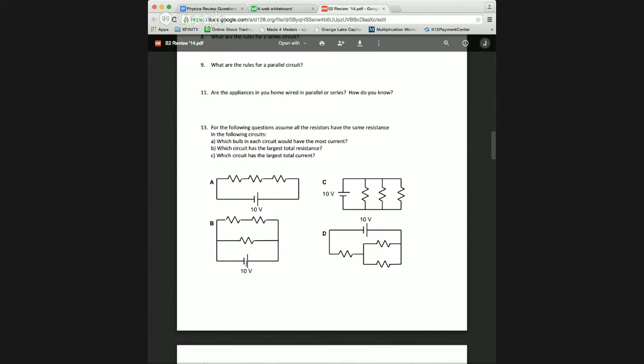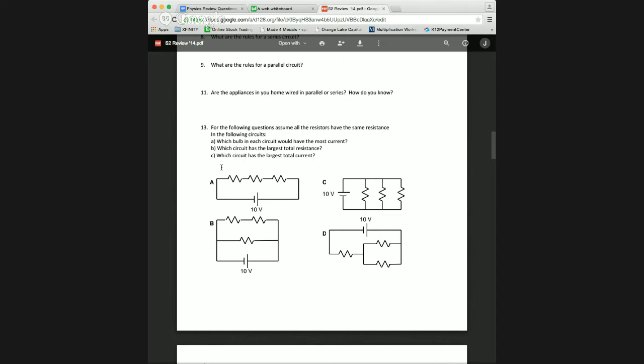B, so if we follow the current, it comes out of the battery, comes here and it splits. And this branch right here has more resistance than this branch. So this resistor is going to get more current than these two resistors. And then here, the current's going to come here and split evenly because there's only two. And then it's going to come back together and all travel through this one here. So this resistor here will have the most current in it for D.